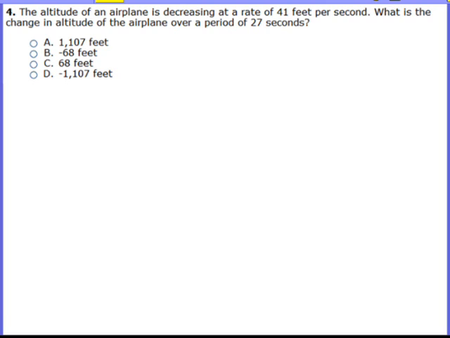Alright, so honestly the reason I chose this one is because I want to try to draw an airplane. So here I go. And it's flying. Is that a good looking airplane?